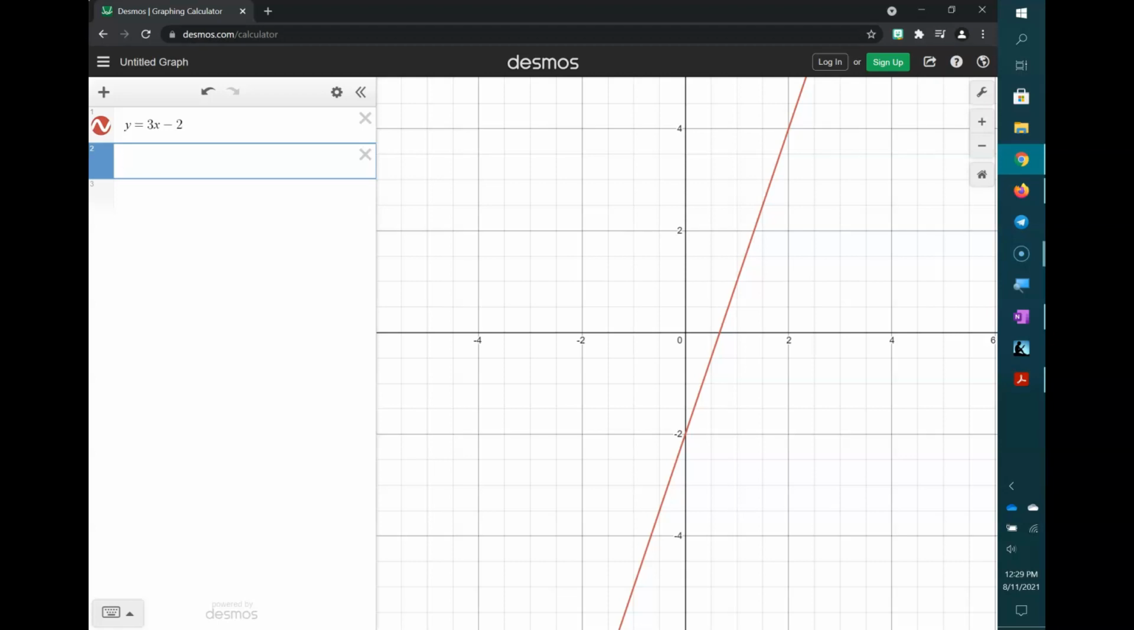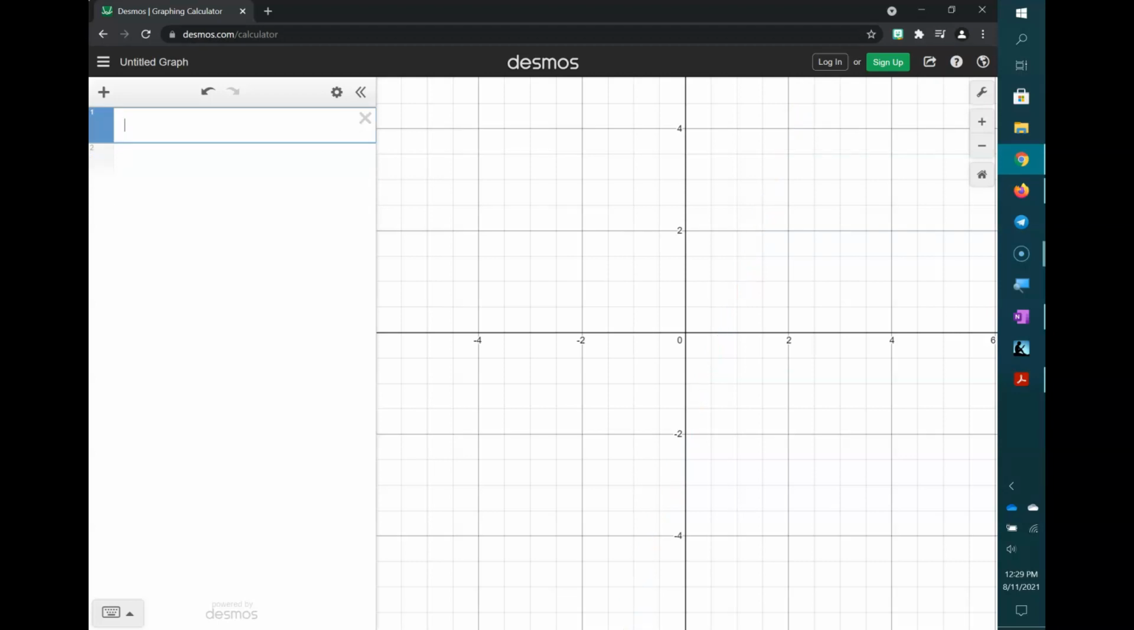So you can use Desmos for drawing graphs, and then sometimes I'll ask you to reproduce the graphs on your paper to make sure that you can interpret the graph. But feel free to use this tool. It's a great tool for being able to visualize what we're learning about. So I want to show you some different examples.